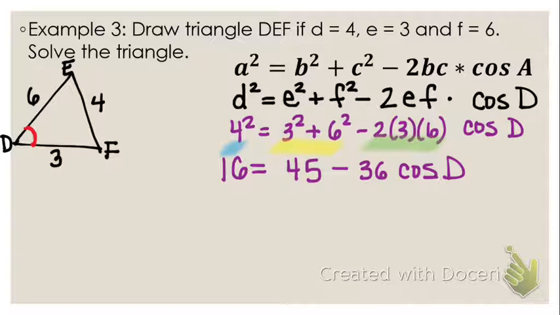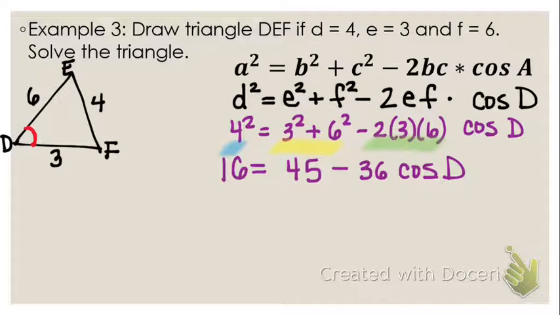So this is like the biggest mistake, because I've been teaching for a long time, students will say, okay, I'm going to subtract the 45 and 36 and get a 9. You cannot do that because they're not like terms. This 36 is being multiplied by the cosine of D. So you can't subtract the 45 and 36. That's not how that works.